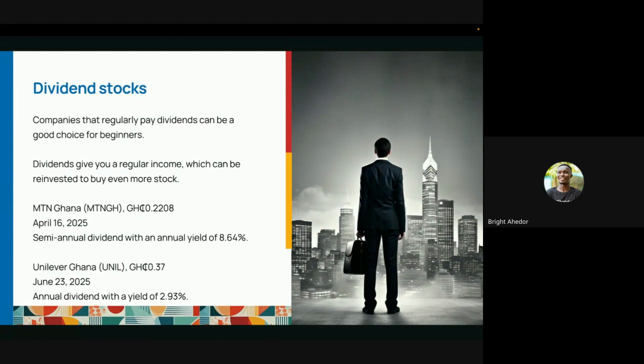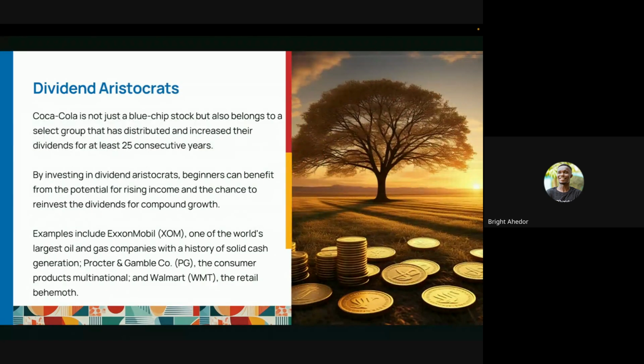So you can go for stocks that are blue chips. You can go for stocks that are dividend paying. That's one approach you want to take. Now, there's another one we call dividend aristocrats. This is not just a blue chip stock, but also belongs to a selected group that has distributed and increased their dividend for at least 25 consecutive years. So you can go for a blue chip, which is a company that has grown over the years, but they may or may not be paying dividends.